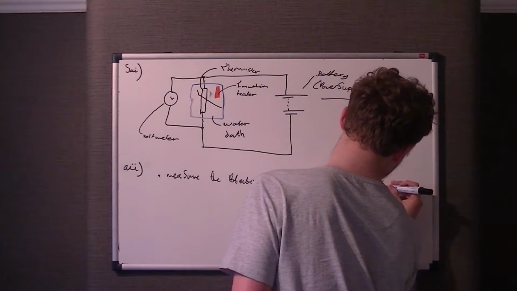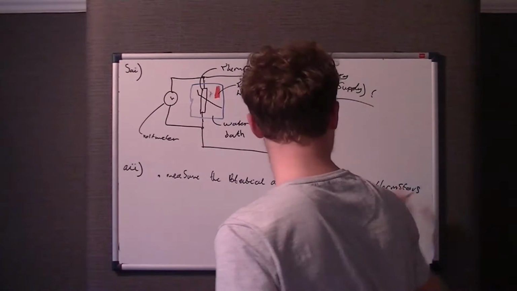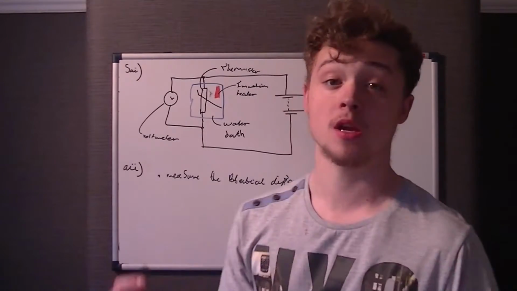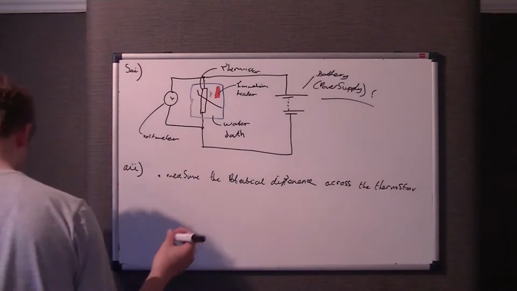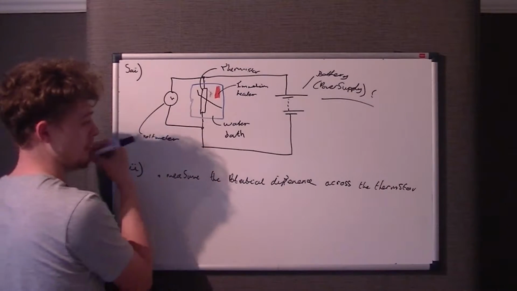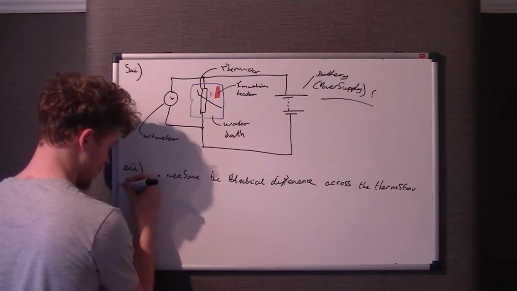And because I said you've got to encounter errors, okay, I would say I'm going to measure the potential difference across the thermistor when the circuit is not complete. Okay, so you can therefore take out any systematic errors across the thermistor when the circuit is not connected.